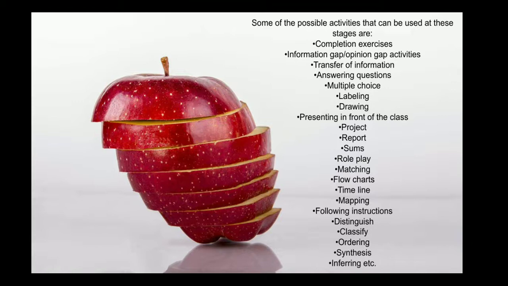So you can tell the children to make lab books for the grammatical concepts or other concepts that they have learned recently. Or you can tell them to make a lab book for a story that they have read, for a novel that they have read. So they make projects and they write reports, sums, role play, matching, flowcharts, timeline, mapping, following instructions of some kind, distinguish, classify, ordering the story parts or an instruction or a recipe, synthesis, inferring, etc.